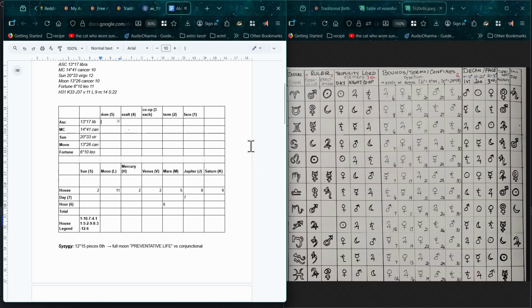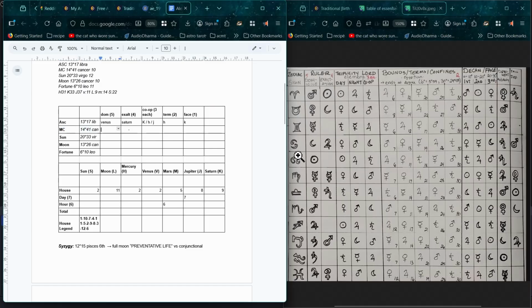So 13°17' Libra, and 13°17' is before 14, so that's going to be this one. That gives us domicile of Venus, exaltation of Saturn. Our cooperators are K for Kronos, H for Hermes, J for Jupiter. The term that we find the ascendant in is Mercury's term, so H for Mercury. And the face is going to be Saturn's face, so K for Kronos over here. Between 10 and 20 is the central face.